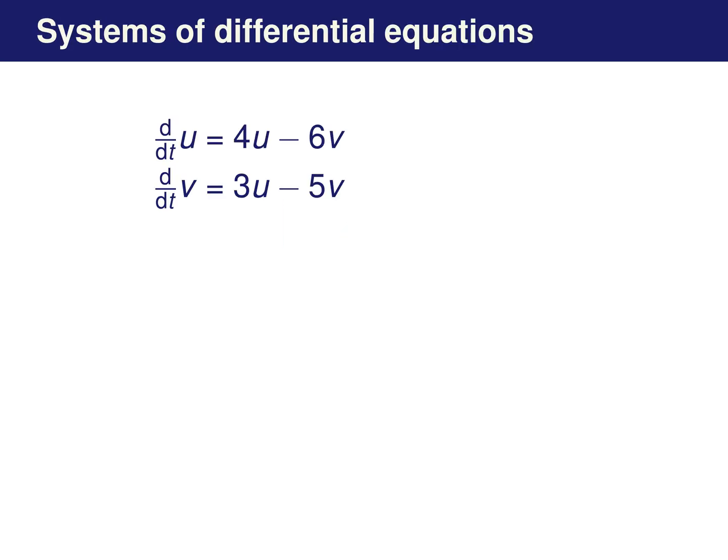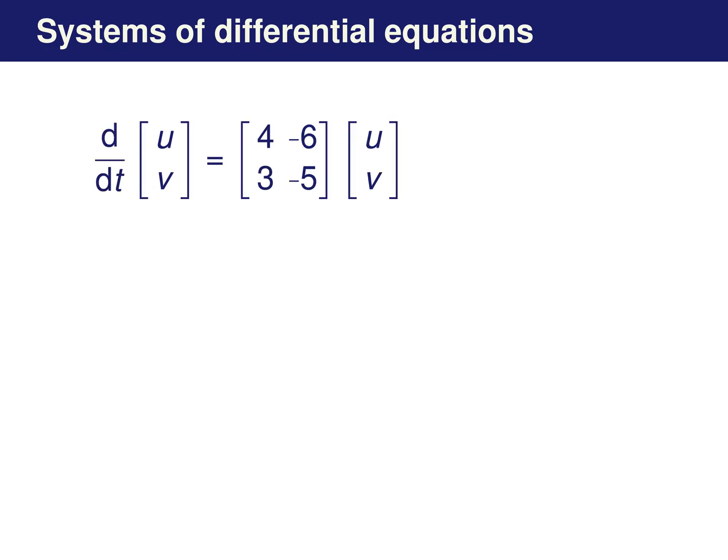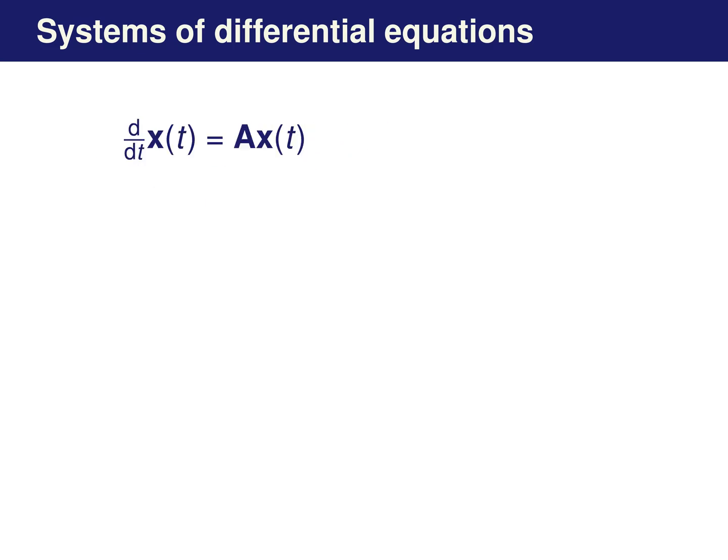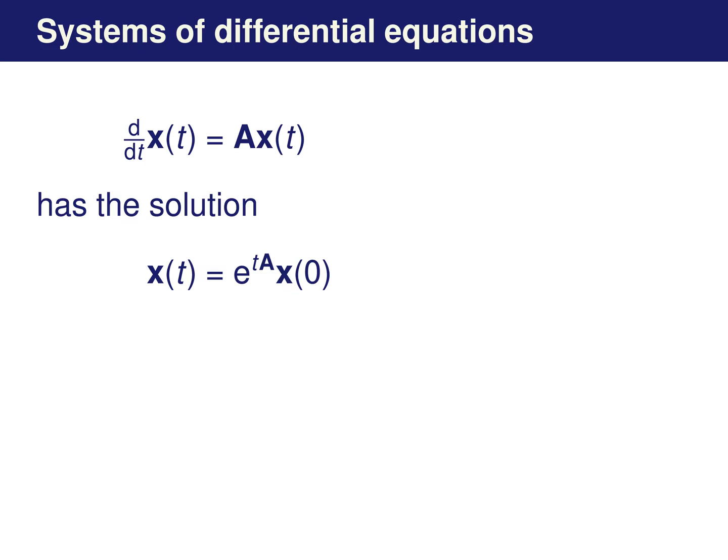Suppose that we have a system of differential equations. We can write this system in matrix notation, which, in shorthand, says that the derivative of a vector x equals a matrix A times x. As in the scalar case, this linear problem has the solution, x at time t, equals the exponential of tA applied to x at time 0.